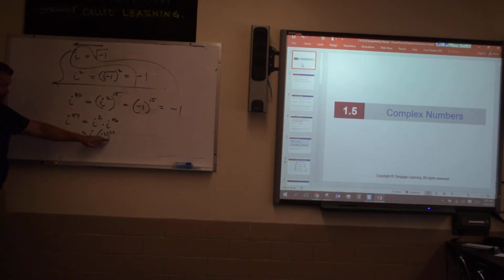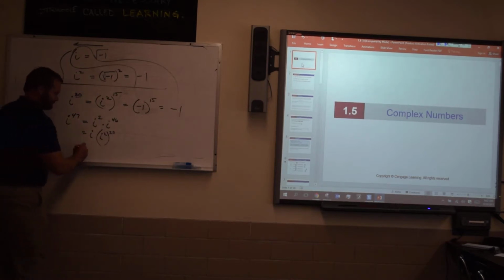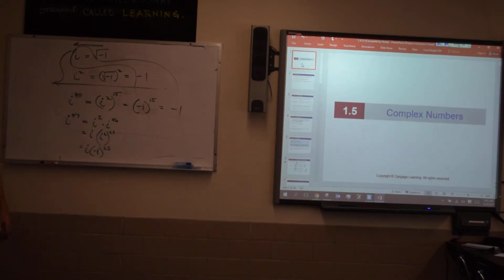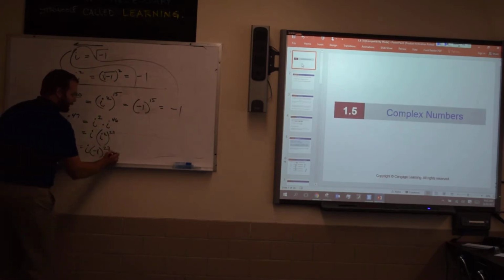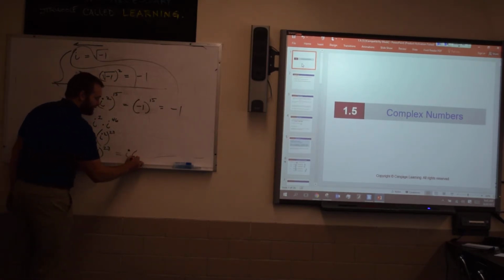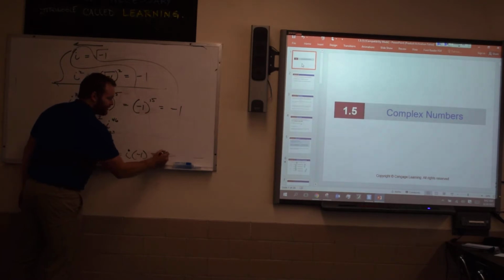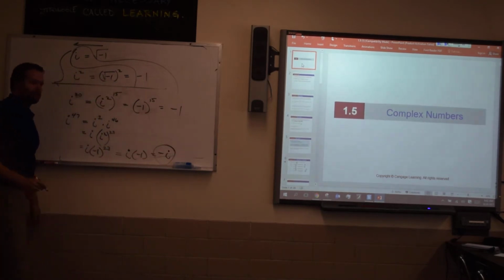Okay? Now, i squared was what? Negative 1. If you raise that to the 23rd power, if I take negative 1 and multiply it by itself 23 times, what do I get back? Negative 1. So it gives me i times negative 1, which is just negative i, right?